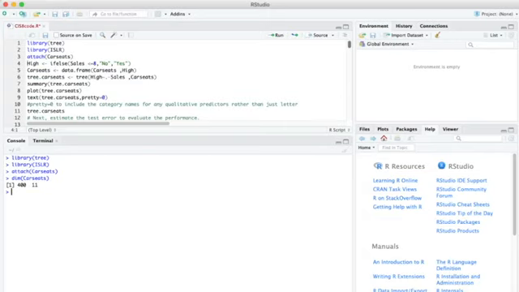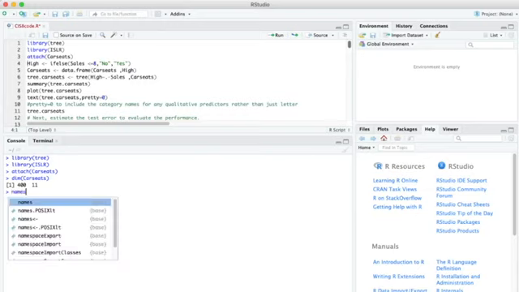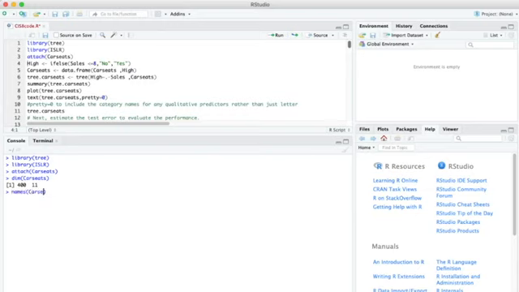So we know that we have 400 observations and 11 variables, and I just want to type in names of Carseats. So these are the 11 variables. We have Sales, CompPrice, Income, Advertising, Population, Price, ShelveLoc, Age, Education, Urban, and US.